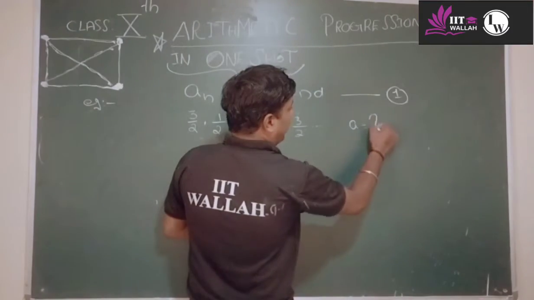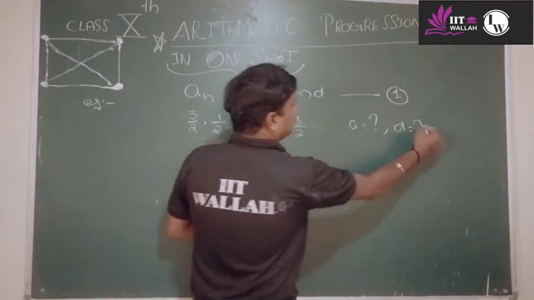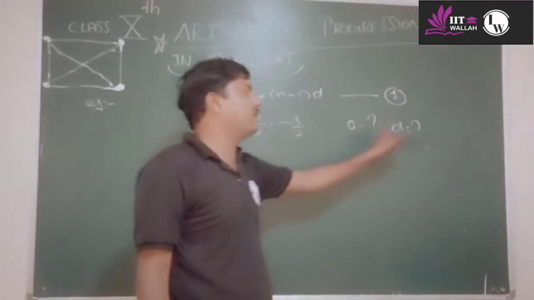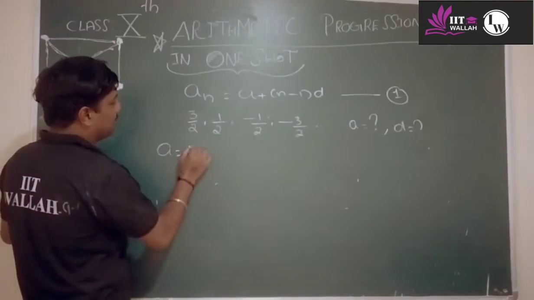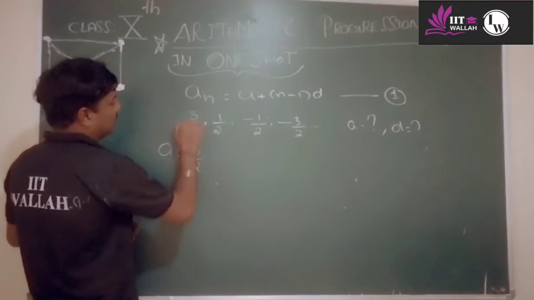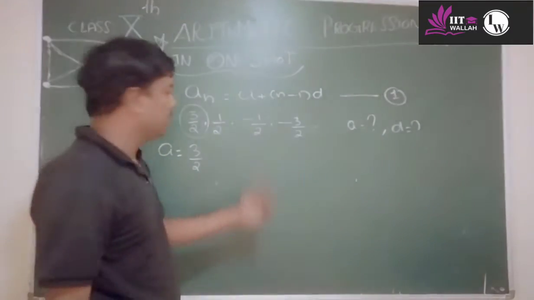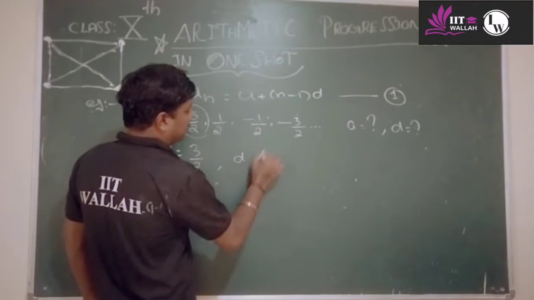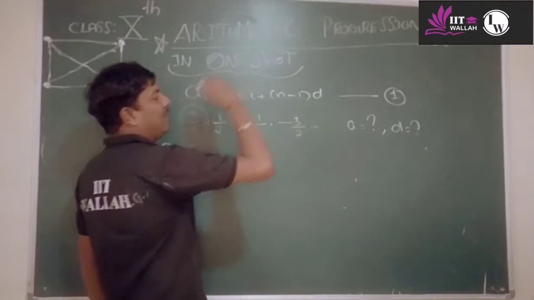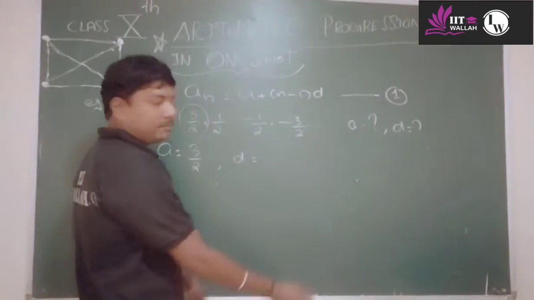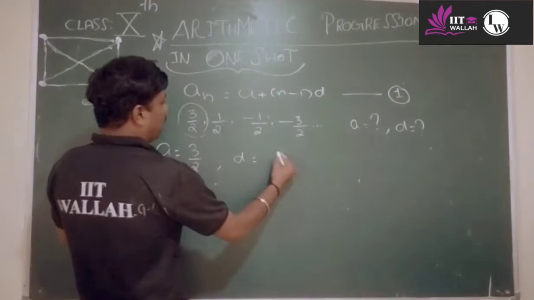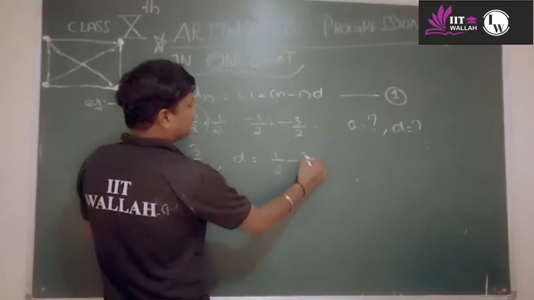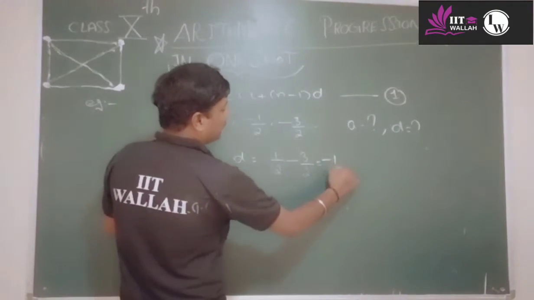Find a and d. That means we need to find the first term and the common difference of this given AP. Here, the first term is nothing but 3 upon 2. This is the first term. Got it? And the common difference you will get by subtracting any term from its successor, the next term. So 1 by 2 minus 3 by 2 is equal to minus 1.